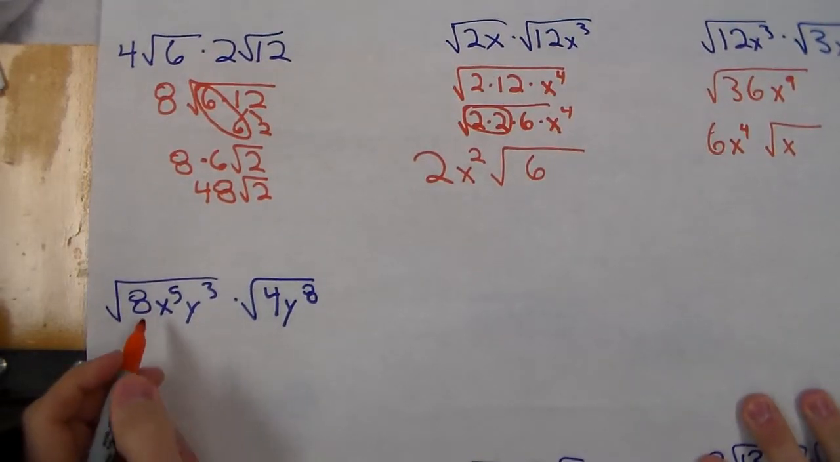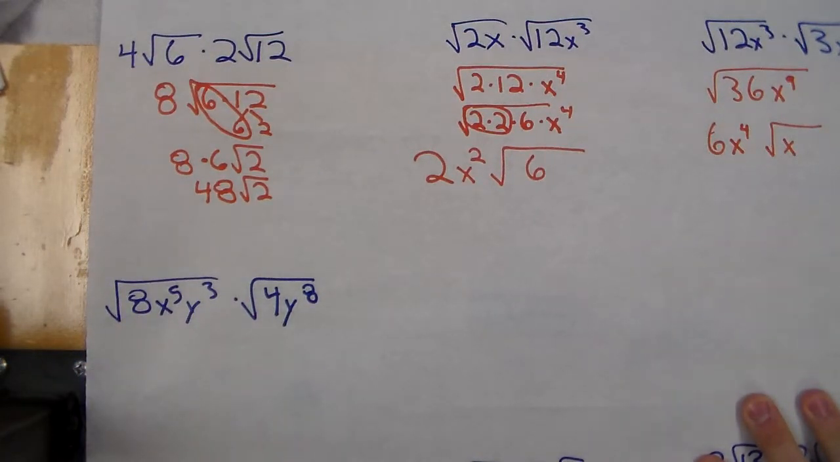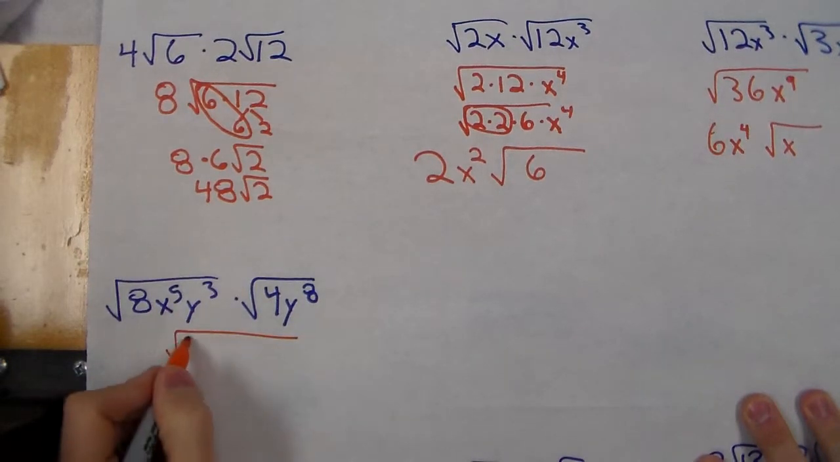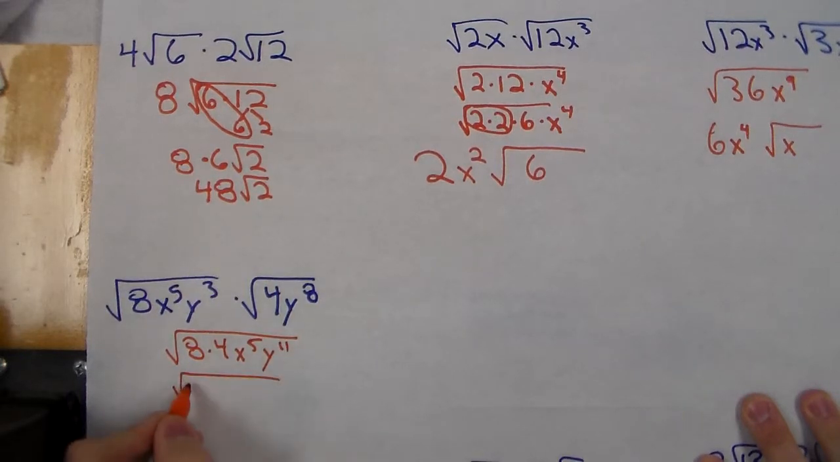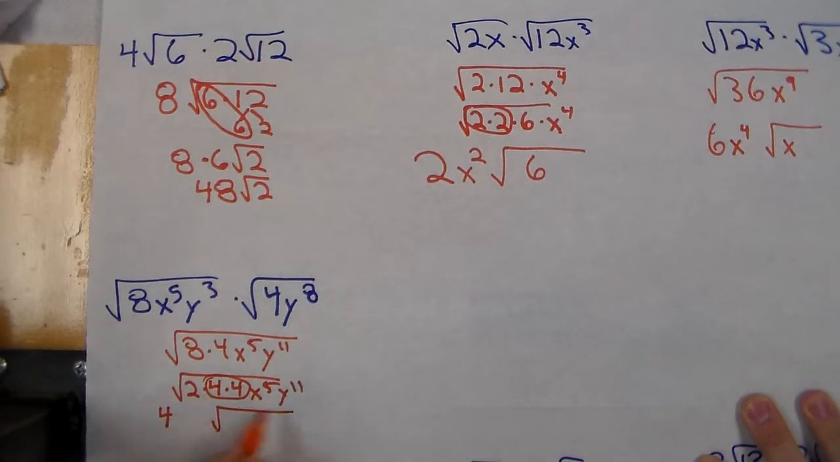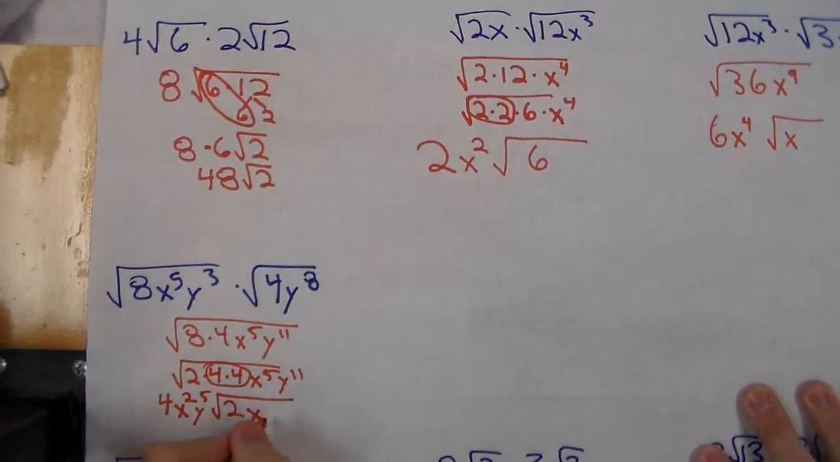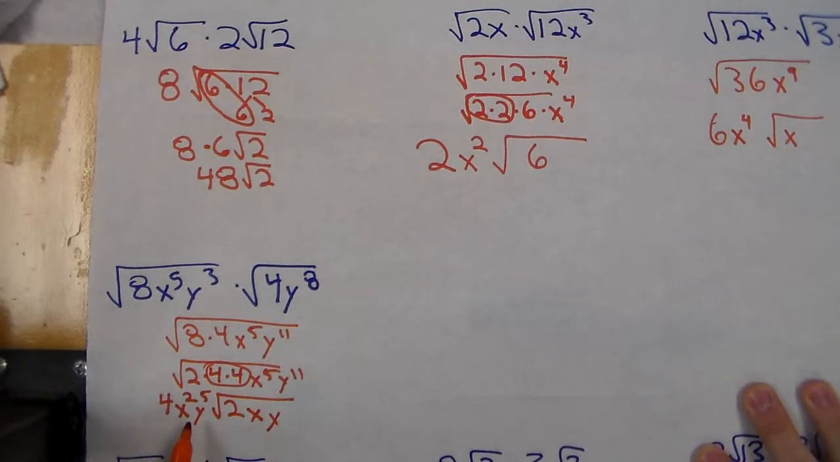For our last one with multiplying, I have 8x to the 5th, y to the 3rd, and 4y to the 8th. So I have 8 times 4, x to the 5th, y to the 11th. 8 and 4, it gives 2, 4 and 4. So these 4's come out. 2 stays inside. The x to the 5th is going to take out 2 sets of 2, leaving 1 behind. Y to the 11th is going to take out 5 sets of 2, or 5 times 2 is 10, leaving 1 behind. So we read that as 4x squared, y to the 5th, square root of 2xy.